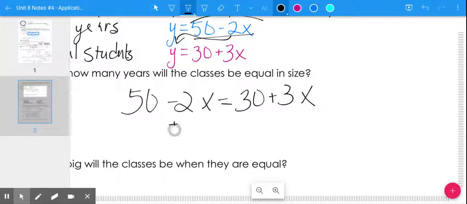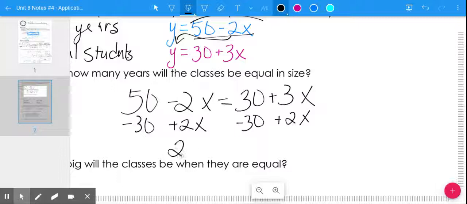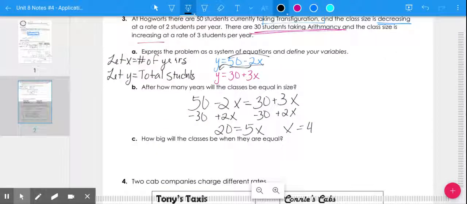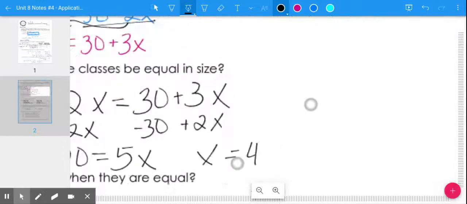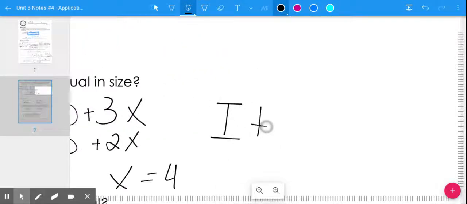I'm going to add the 2x over and subtract over the 30. 50 minus 30 gives me 20 is equal to 3x plus 2x gives me 5x. Divide out the 5 and I'll get x is equal to 4. But I didn't just ask what x is going to equal. I asked how many years it will take. So we need to say it will take 4 years.